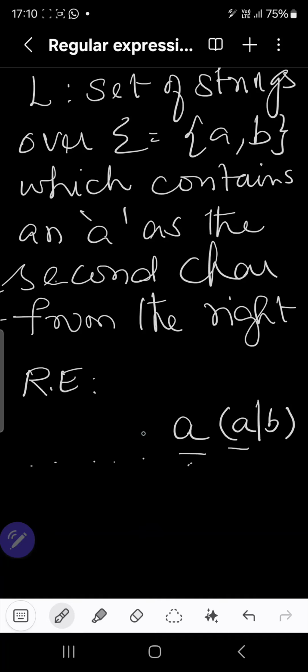So it can be a combination of A's and B's. So the previous characters can be A or B. How many characters can be there? Any number of characters. So to represent that, we write star. Star means 0 or more number of times. 0 or more number of times of A's and B's.